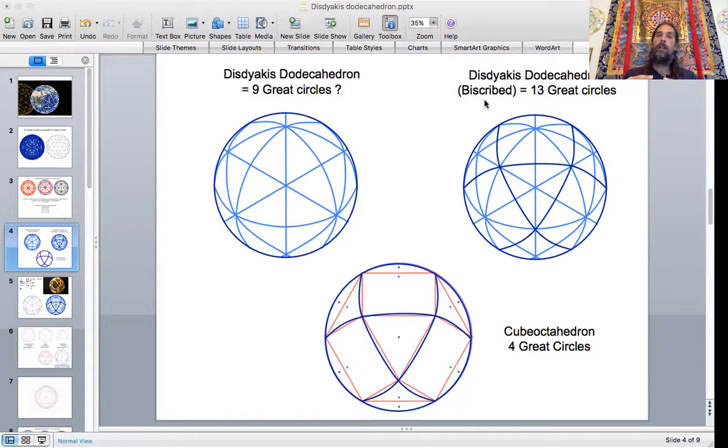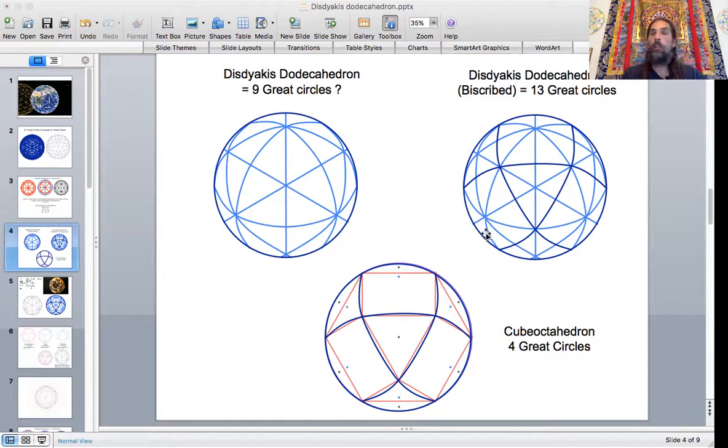Which means that these biscribed forms, just to reiterate from the last film, have both an inner sphere that's going to touch all the faces of the form, and an outer, circumscribed sphere that's going to touch all the vertices. And there's only a handful of them: 4 forms and their duals, so that's a total of 8. And the other forms that do that are the platonic solids.